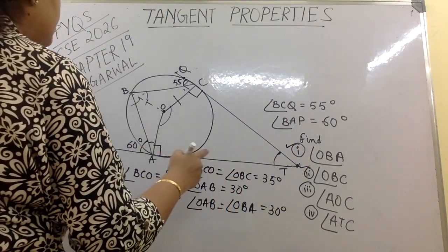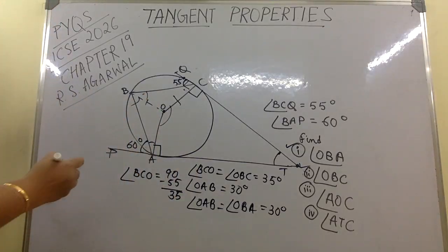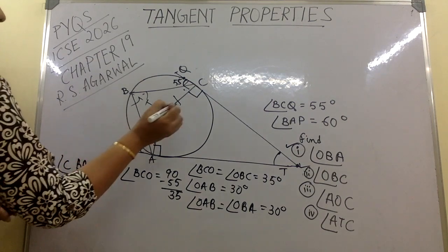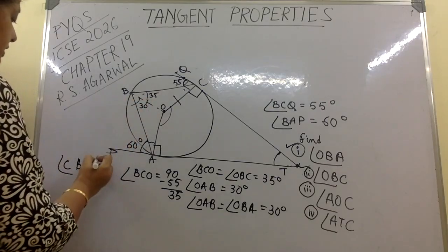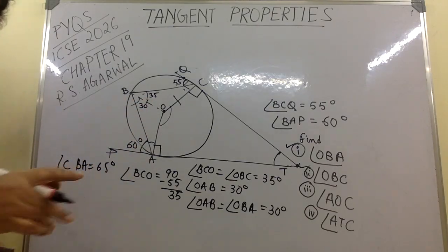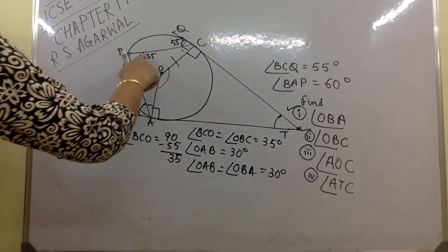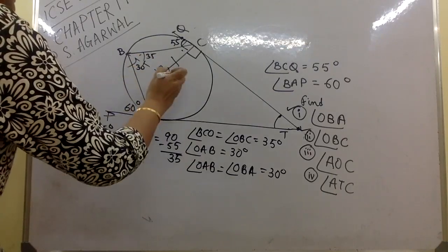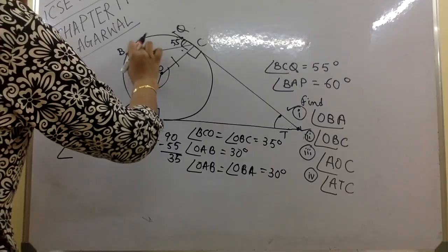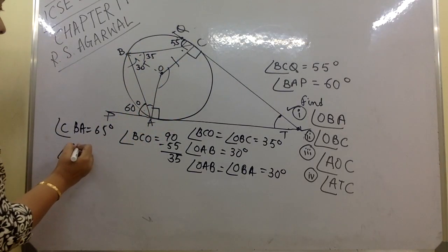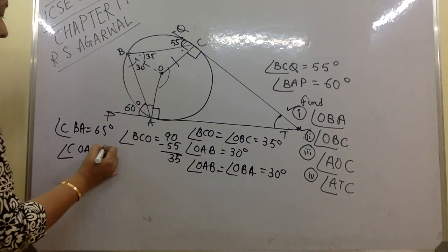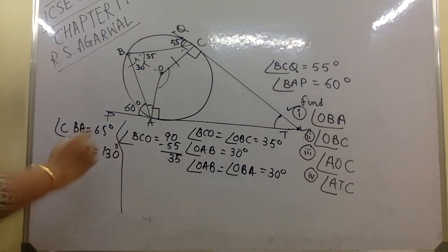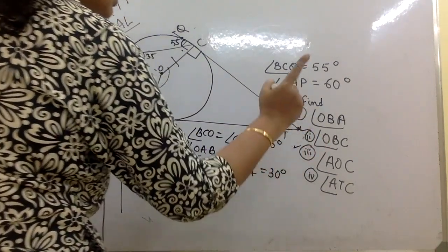Now we want this full angle CBA. Here was 35, here was 30, so 65 degrees. So angle B is 65. Therefore this angle, angle AOC, will be double of 65. So angle COA will be 130 degrees. AOC or COA is the same thing. We got that also.